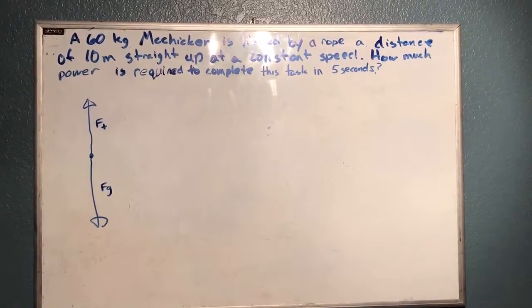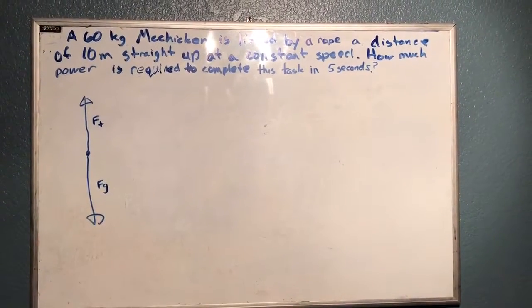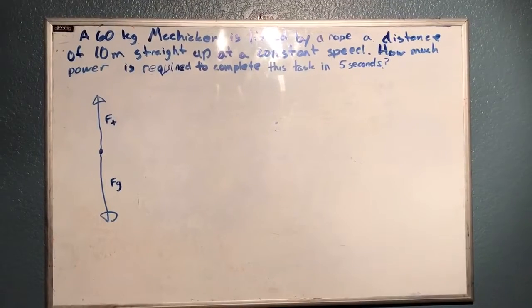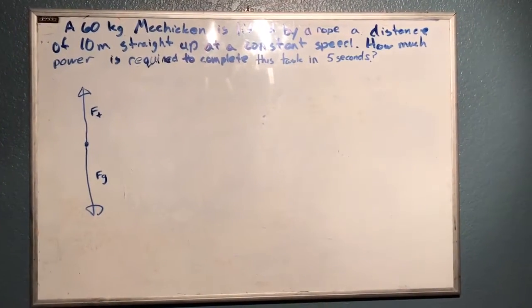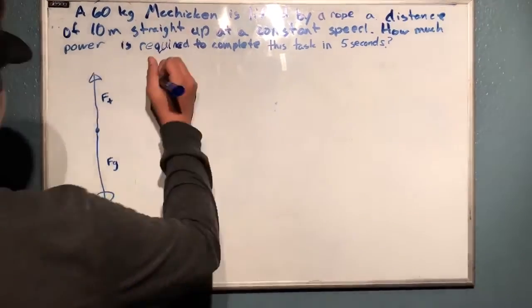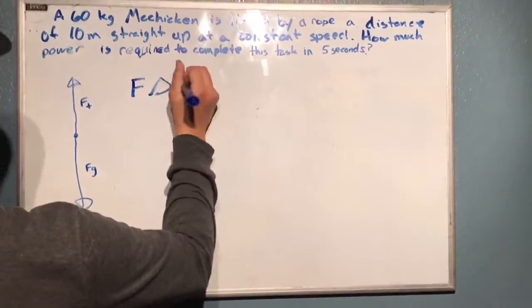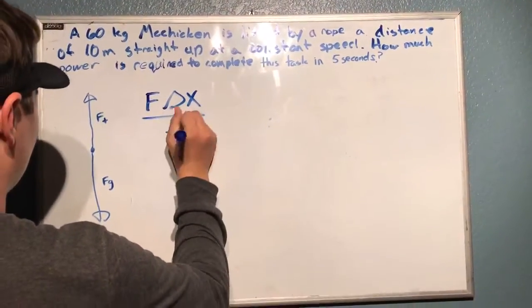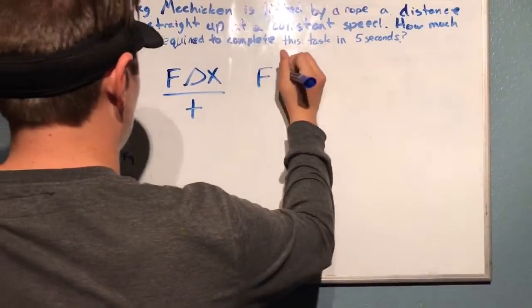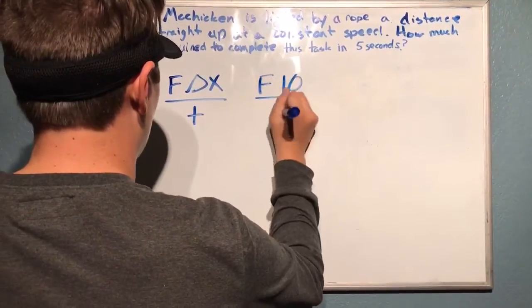A 60-kilogram McChicken is lifted by a rope a distance of 10 meters straight up at a constant speed. How much power is required to complete this task in 5 seconds? First thing we need is our power equation, which is force times change in x all over time. We know what our change in x is, which is 10, and we know our time is 5.